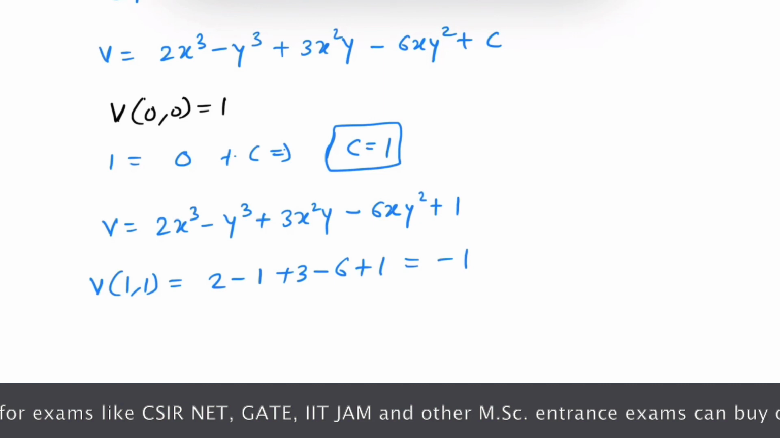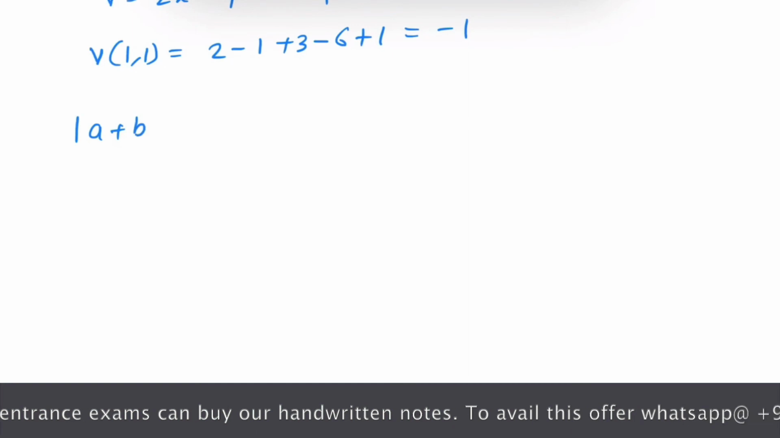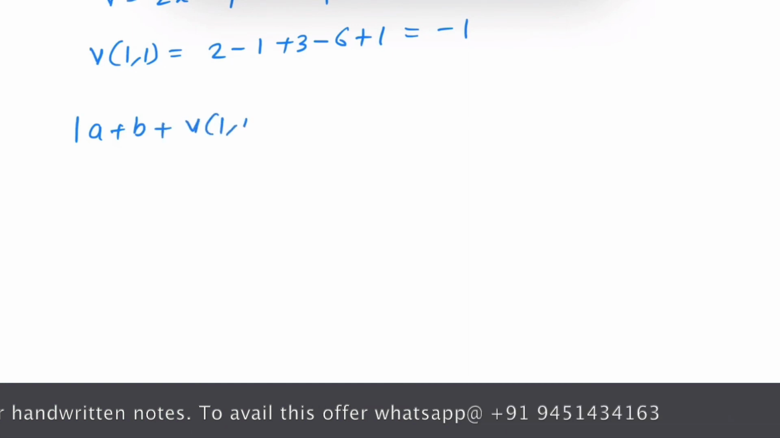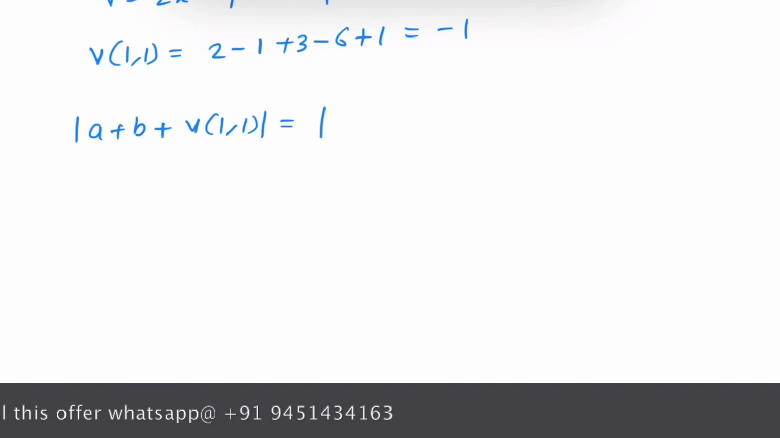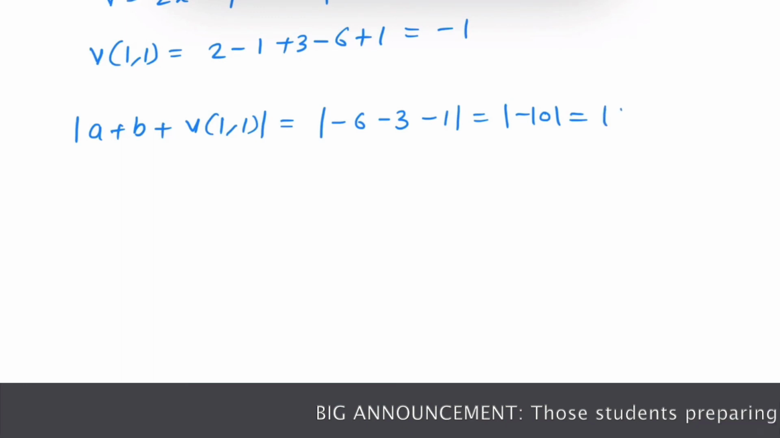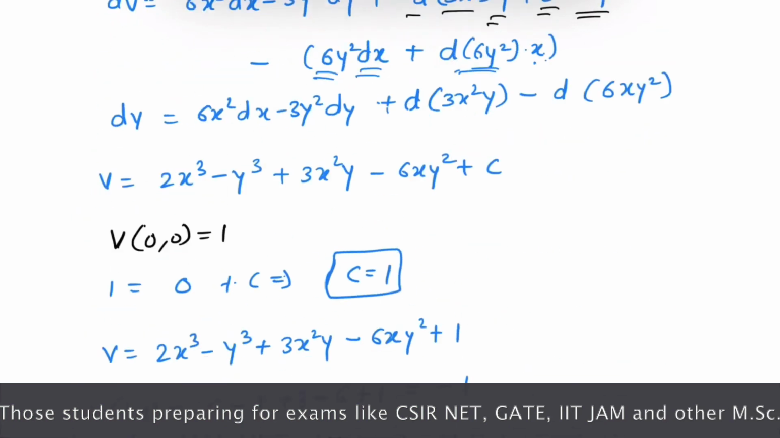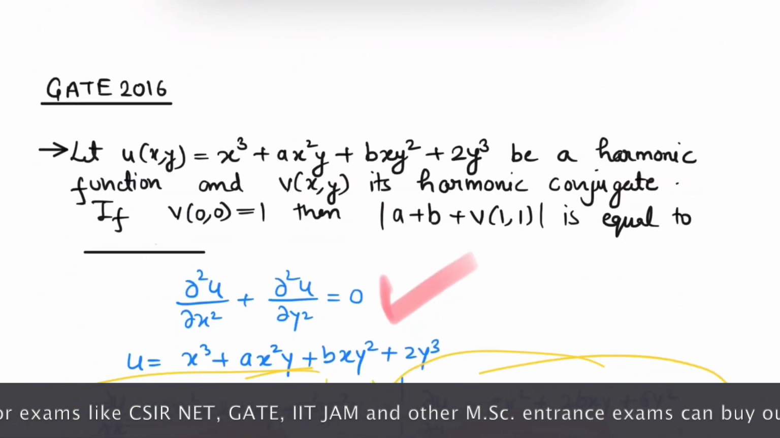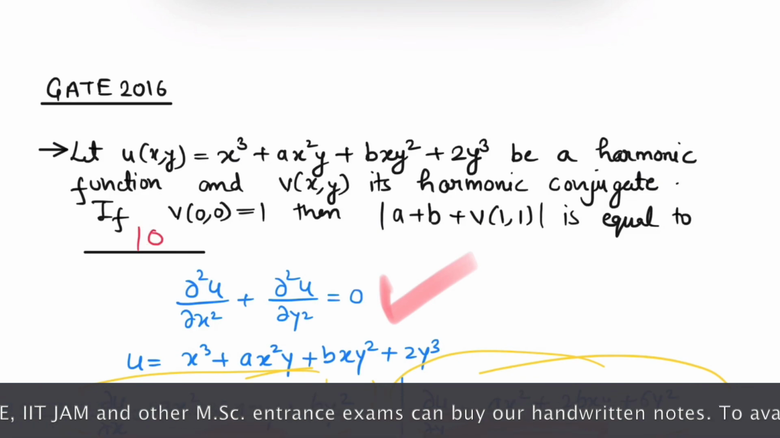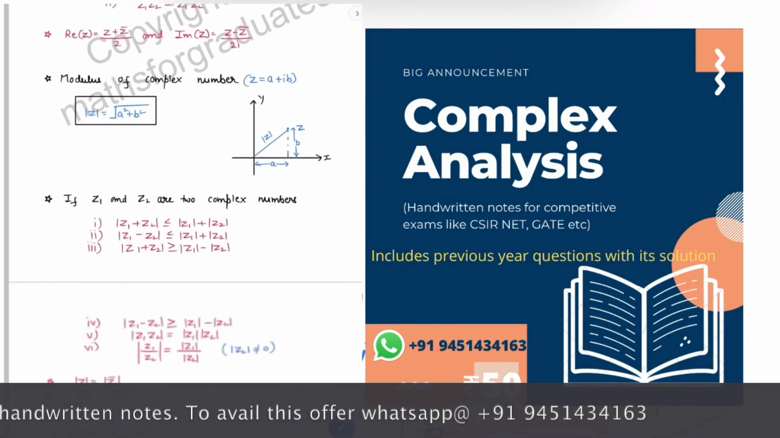Now let's find the required value. So we need to find a + b + v(1, 1). Here a is -6, b is -3, and v(1, 1) is -1. So this will be the modulus of -10, which equals 10. Hence the required value is 10.